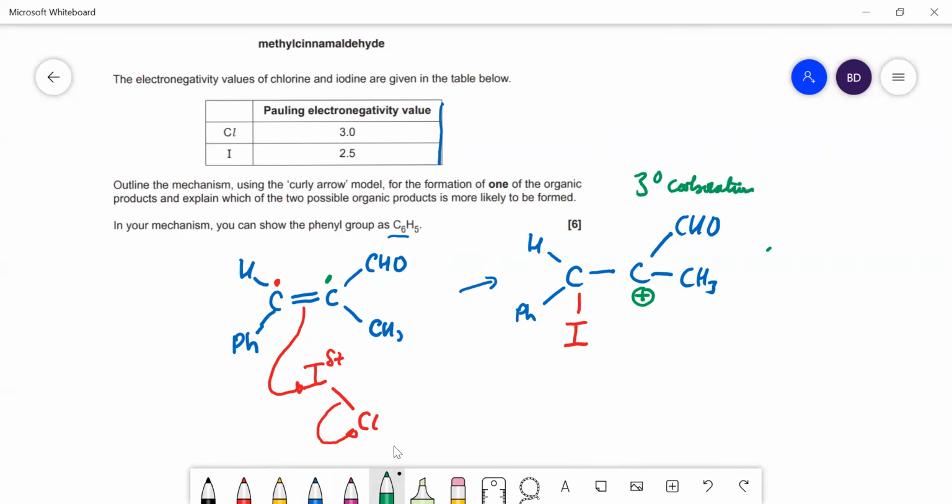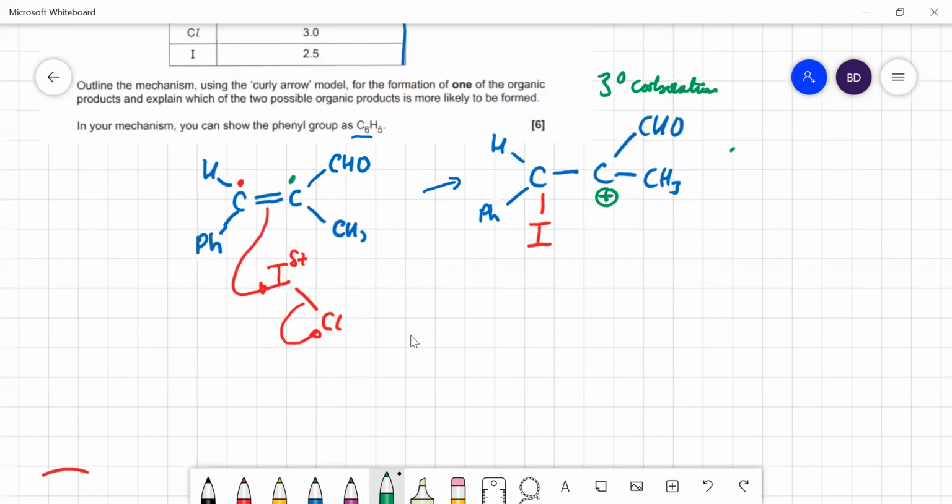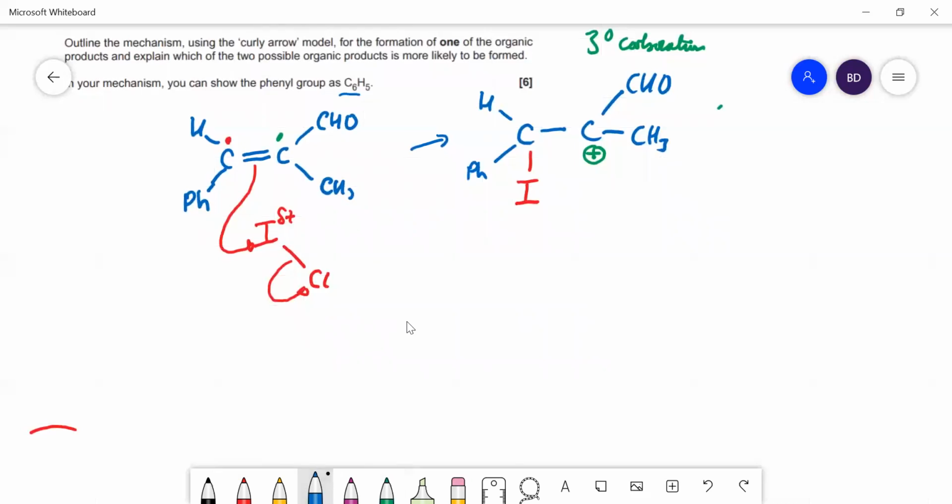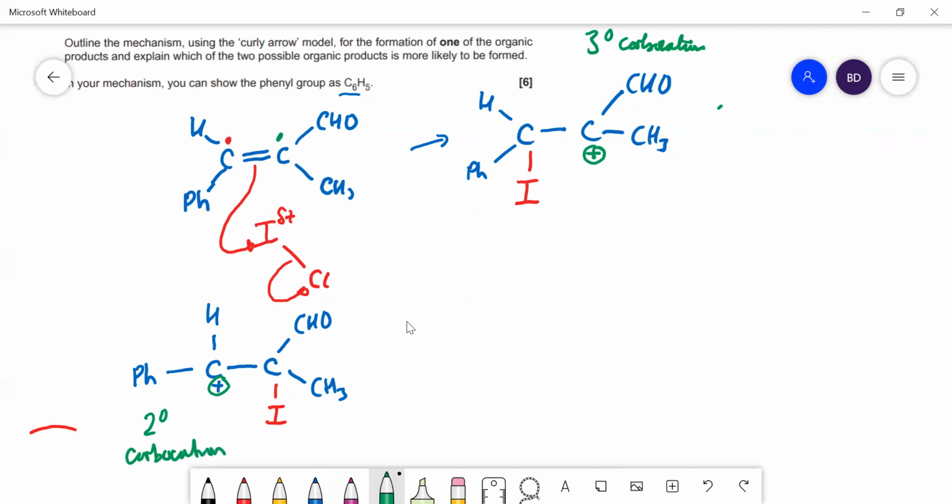Alternatively, the iodine could stick to the green carbon. Let's see what happens if you stick to the green carbon. You're going to get a phenyl group there. So we've got iodine there, and we've got the aldehyde, and we've got the methyl group. Now, this carbocation is actually a secondary carbocation, and that is not as stable as a tertiary. So that's not going to happen as much, this one here. So put a cross through that. That will give you the minor product.